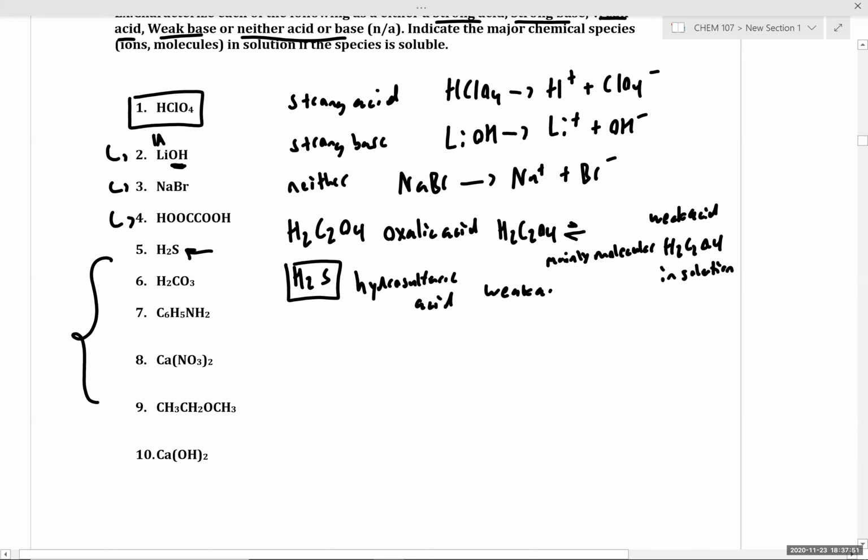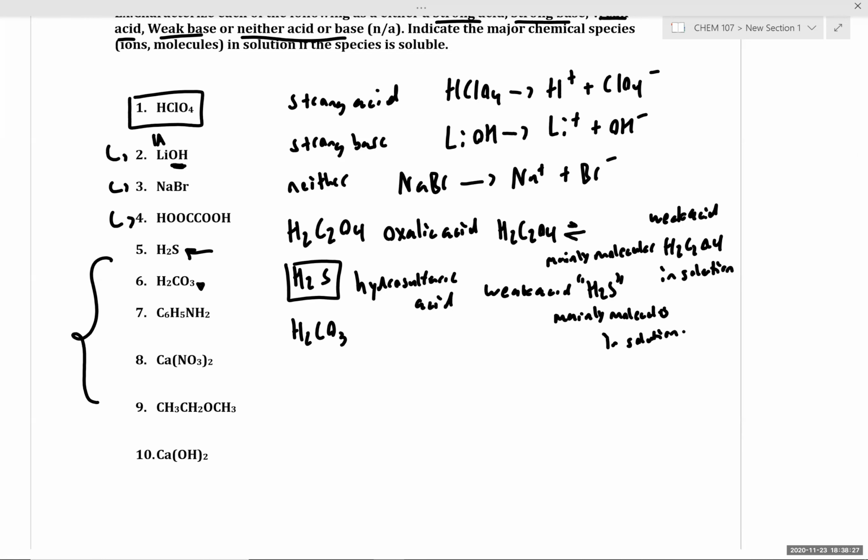Hydrosulfuric acid is a weak acid. And as a result, we would have mainly molecules in solution. Perfect. Okay, let's continue on with this trend. What molecules are we mainly looking at for H2S? Yep, exactly right. So we'd have primarily H2S floating around in solution and a very small amount of H plus. Does that make sense? Yes. Perfect.